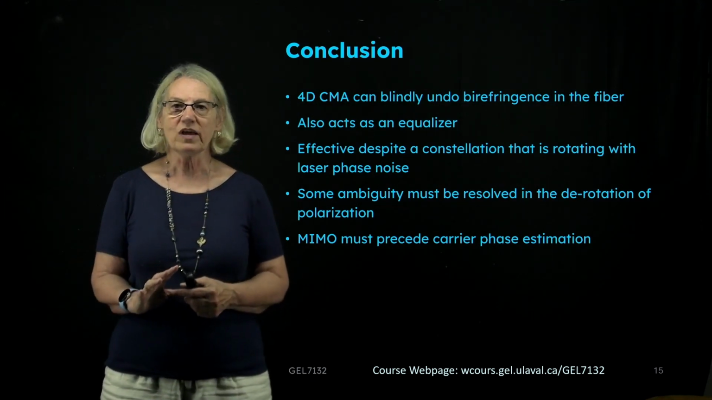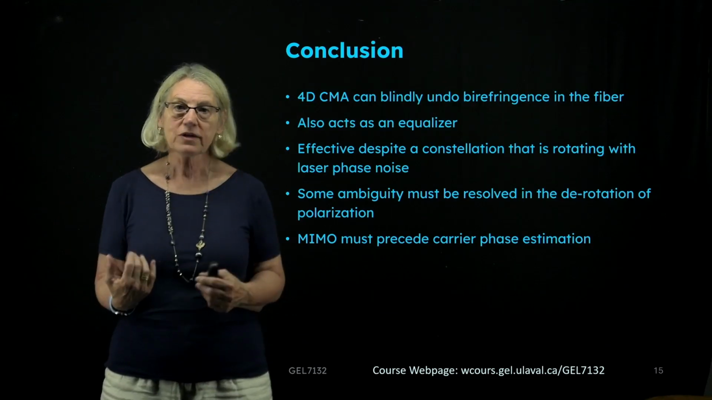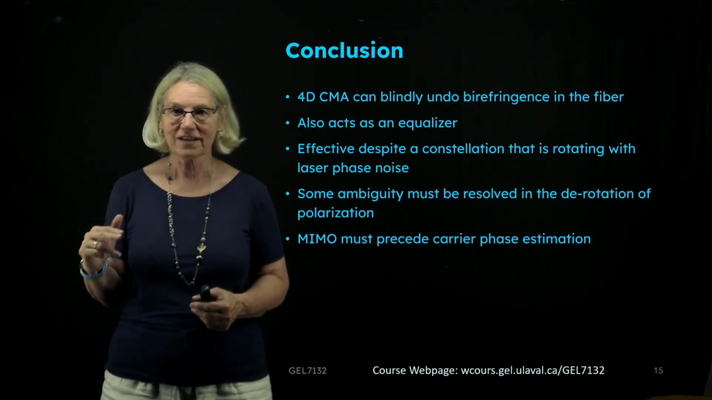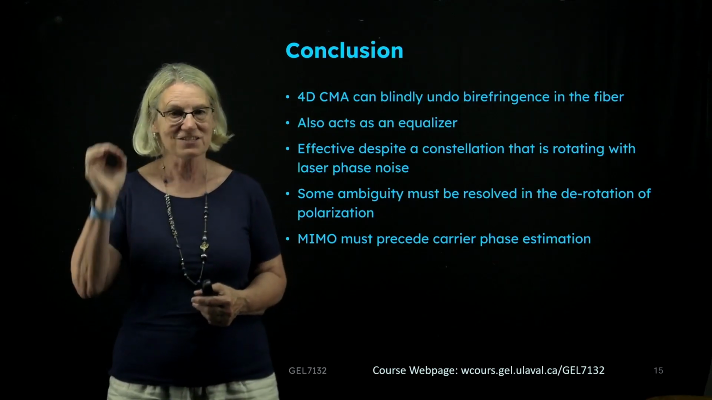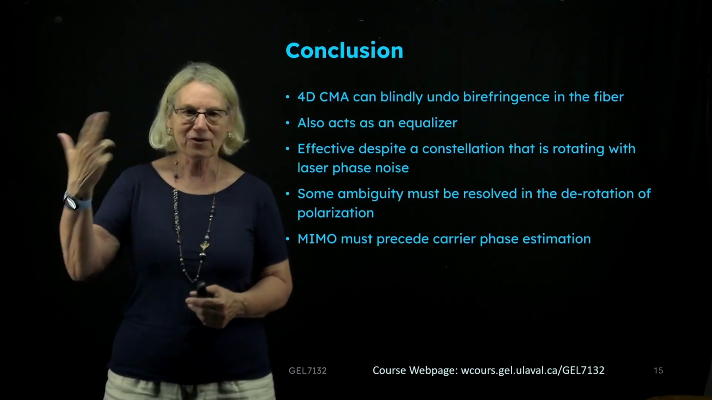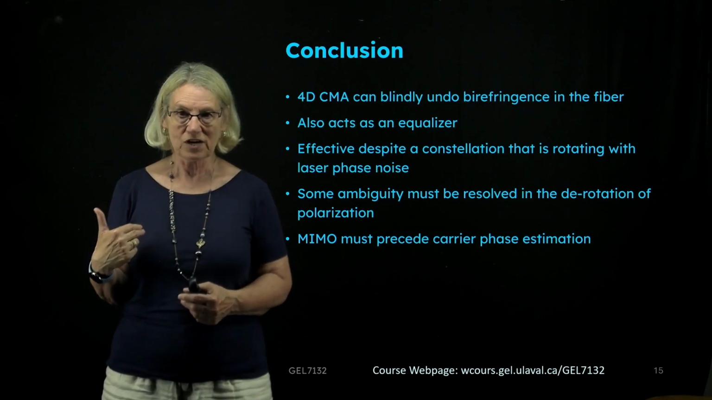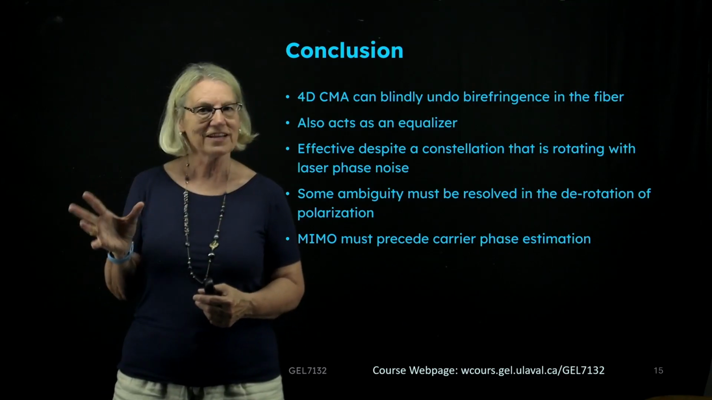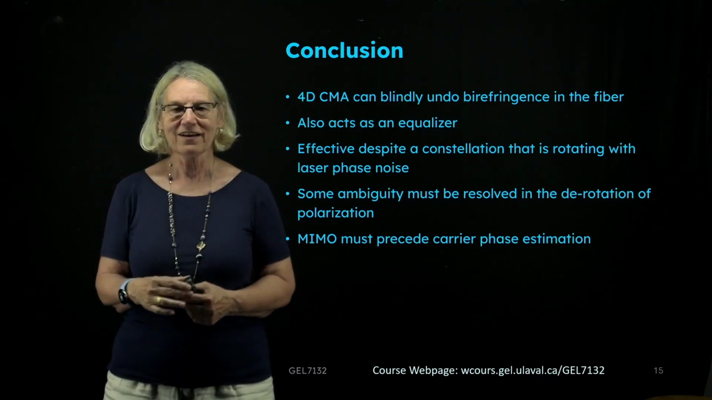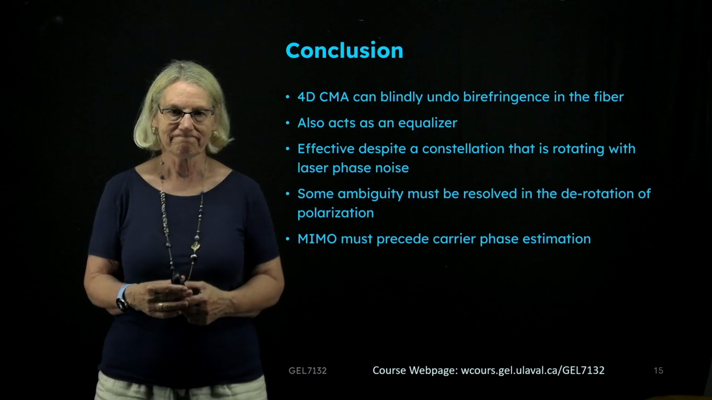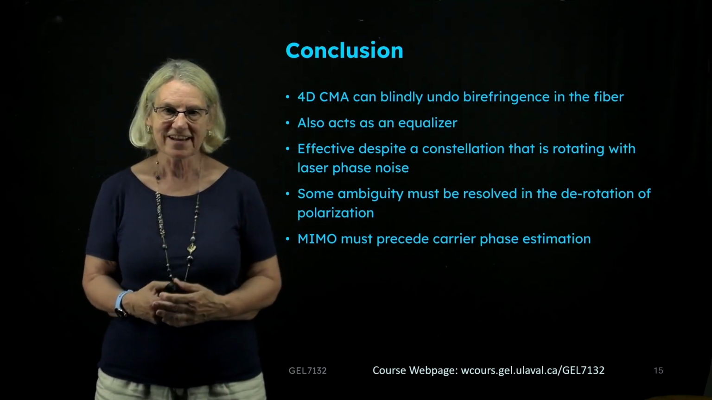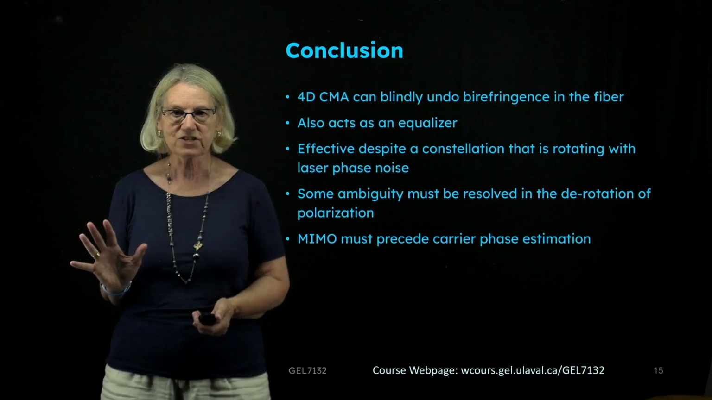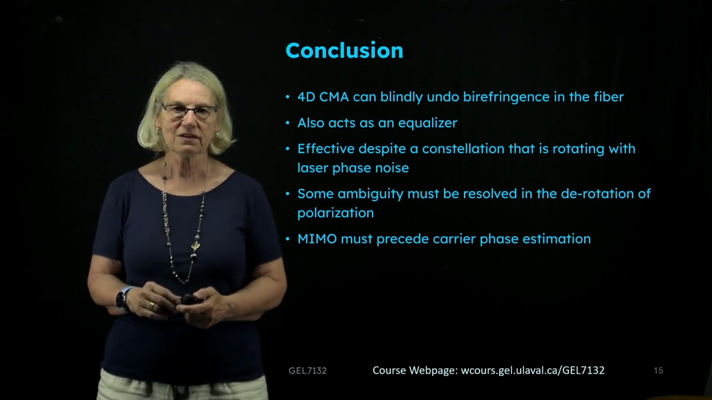And so when we come out of the CMA, don't expect to see a clean constellation. You're not going to see that. What you hopefully see is a ring, because the CMA is designed to give you a ring. Later on, we'll be doing the phase recovery to undo the laser phase noise in order to get back to the original constellation. And because of that, it's very important that the MIMO precede the carrier phase estimation. First, get rid of that polarization rotation, then we'll deal with laser phase noise.